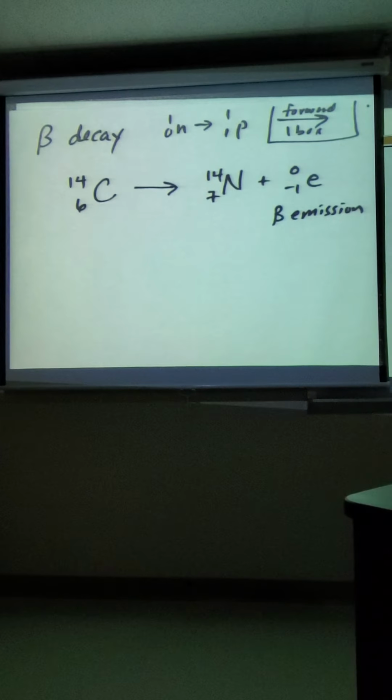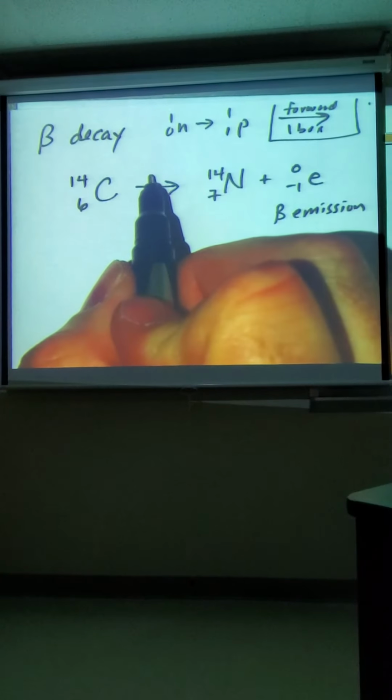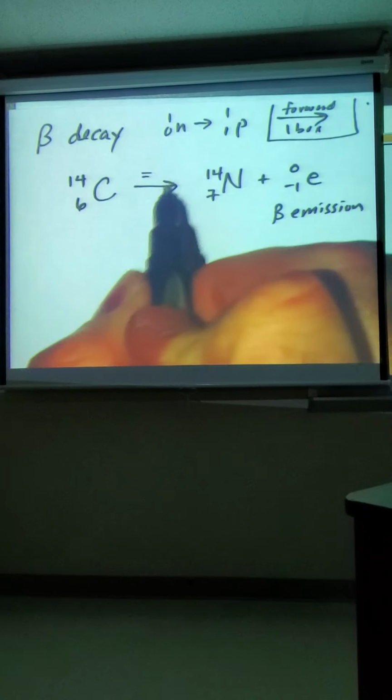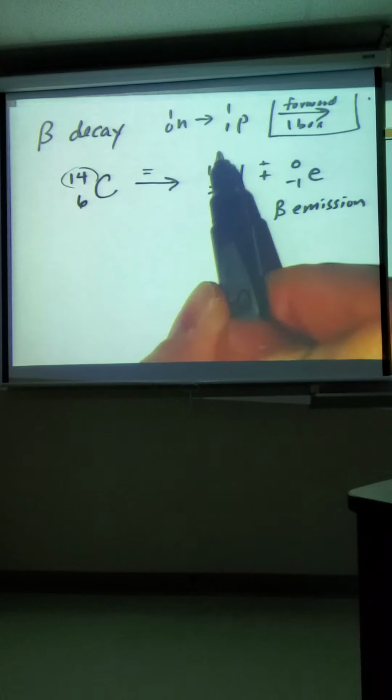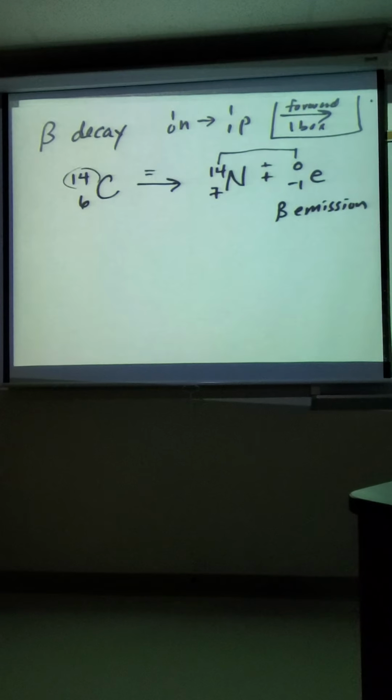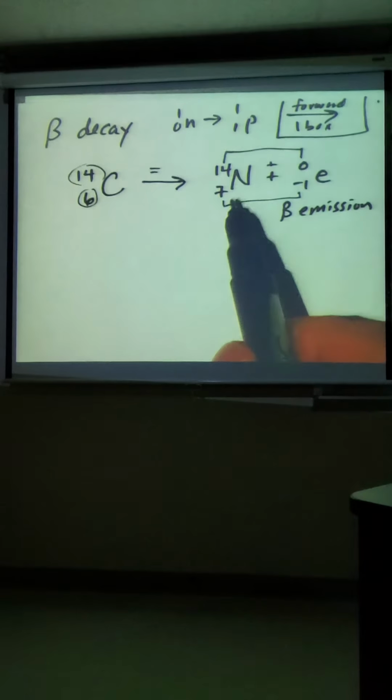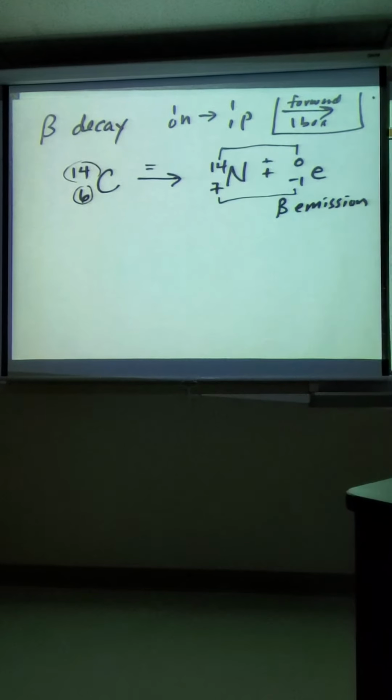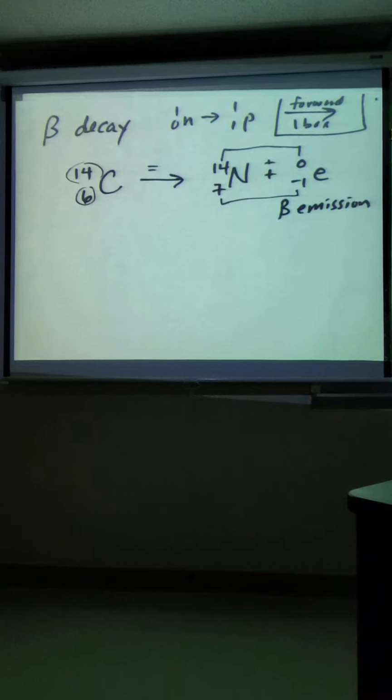So let's think about what happened. Nuclear chem is nice in the sense that the math is relatively easy because 14 equals 14 plus 0. So notice this number needs to be these numbers added up, just like this number needs to be these numbers added up. Just remember 7 plus a -1 is the same thing as 7 minus 1, and that's 6.